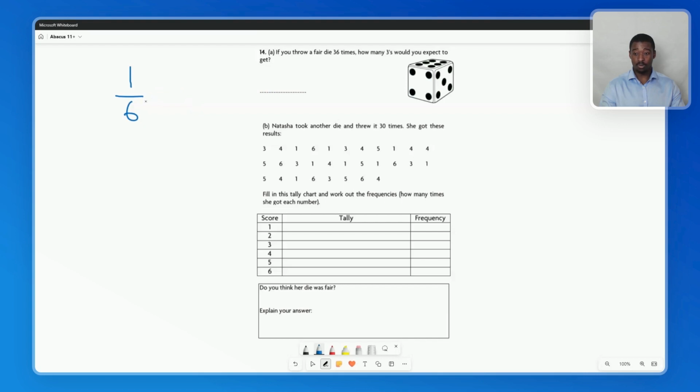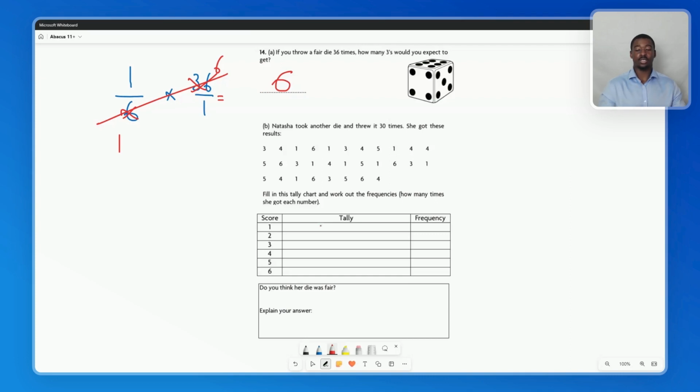Now, if we throw a fair die 36 times, we can work out how many 3s we're going to get by multiplying this probability by 36. So we're testing this probability 36 times by rolling it or throwing it 36 times. And now we're in familiar territory. It's simply fraction multiplication. And we simply are going to cancel or simplify across this diagonal using a common factor of 6, because 6 goes into 6 once and 6 goes into 36 6 times. And therefore, the answer is 6. We should expect to get 6 3s.